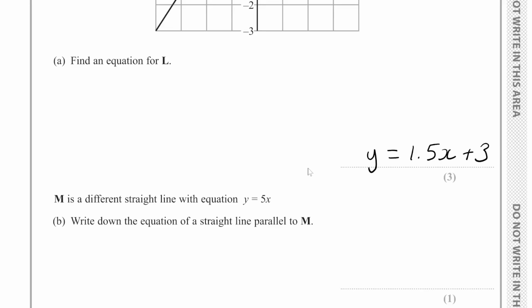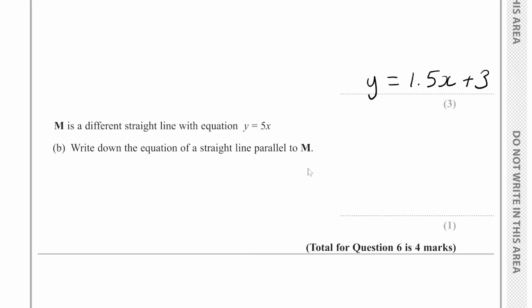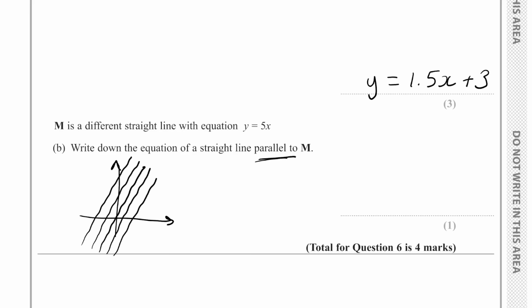M is a different straight line with equation y equals 5x. Write down the equation of a straight line parallel to M. So if two lines are parallel, they've got the same gradient. So they've got the same steepness. So we can write down any straight line with a gradient of 5, y equals 5x plus 5, or y equals 5x plus 3, or y equals 5x minus 100.